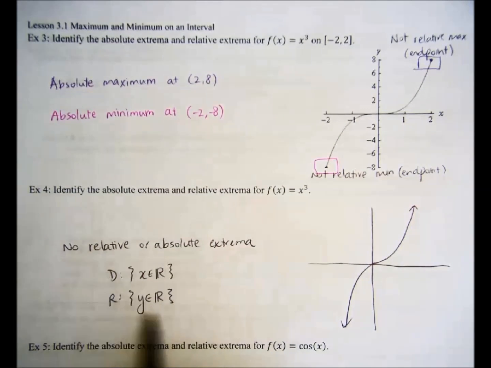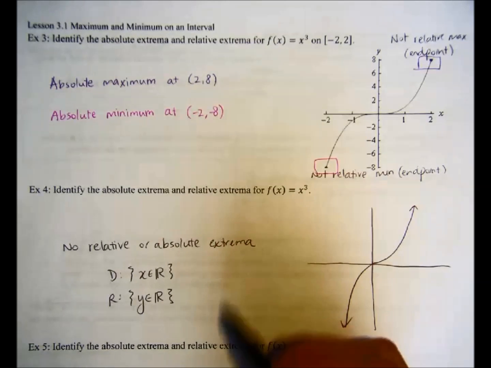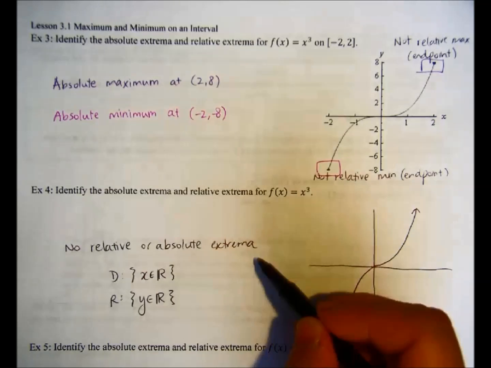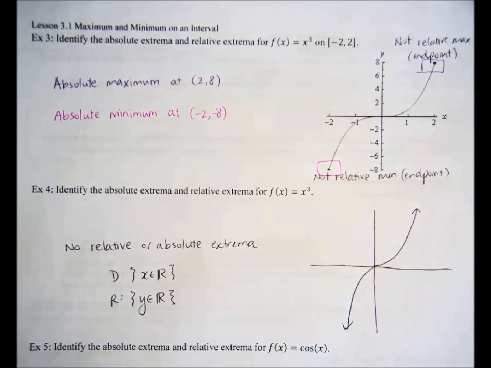Not that this is the only way that you can identify no relative or absolute extrema, because if this is the case, sometimes you might have, let's say, a cubic function that kind of looks like so. So in that case, you would be able to find some local maxes and mins.